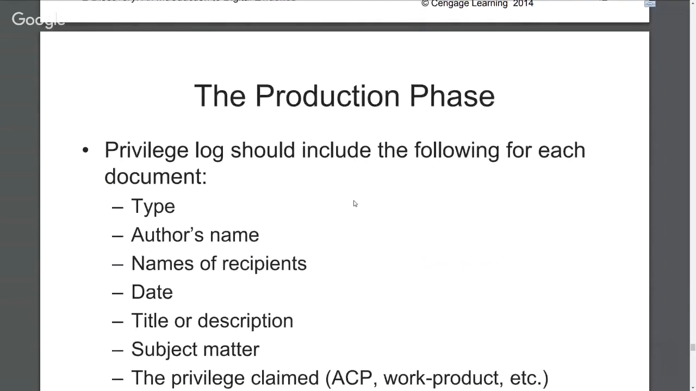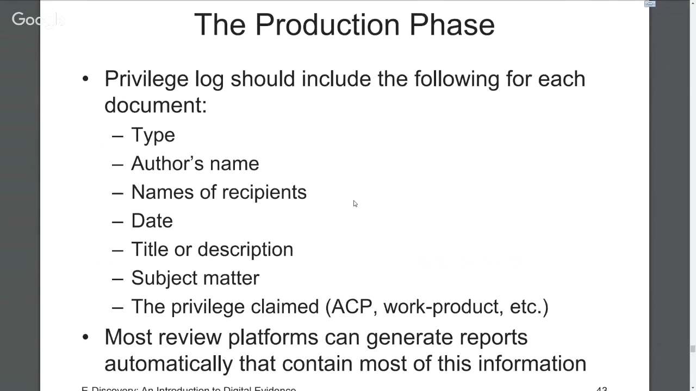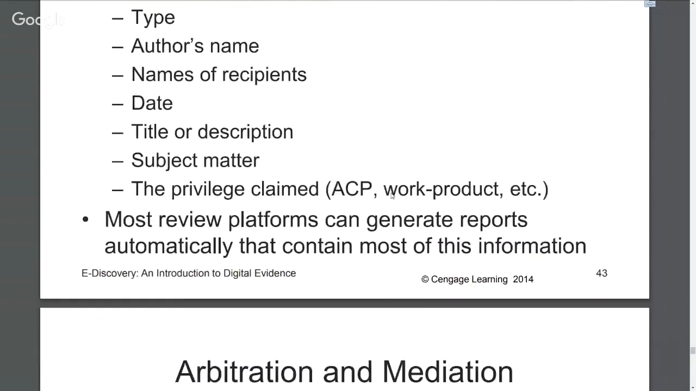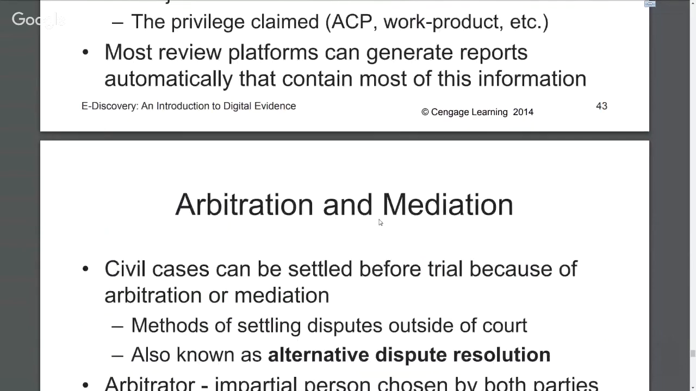So in that privilege log, you include type, authors, recipients, dates, time, description, subject matter, and attorney-client privilege, work product privilege, and what privilege is claimed. Most review platforms can generate these reports automatically and contain this information.